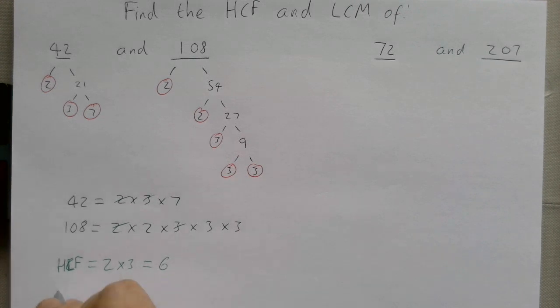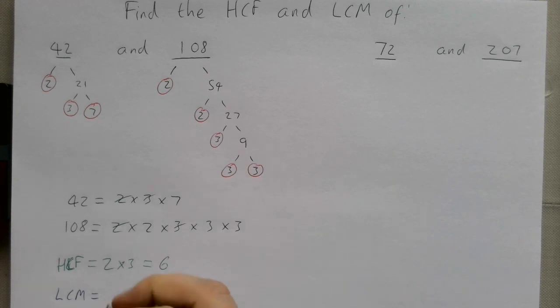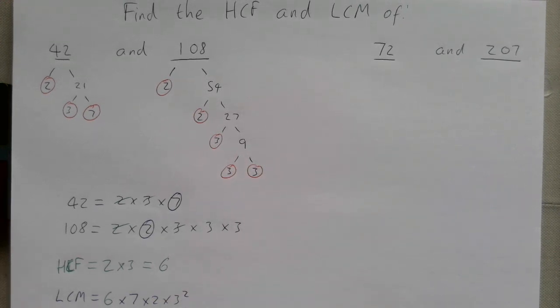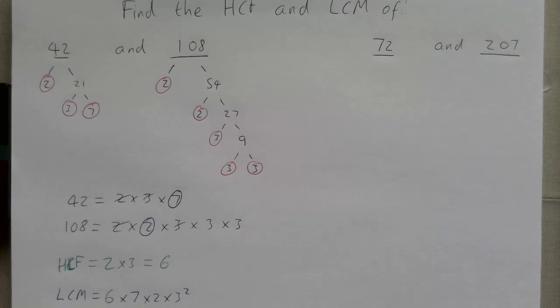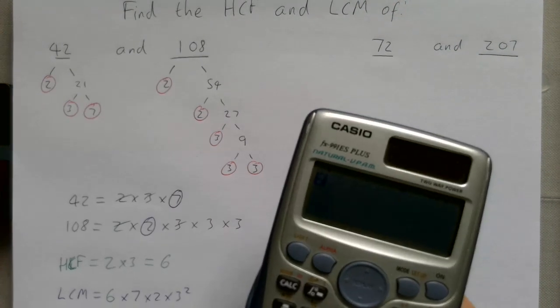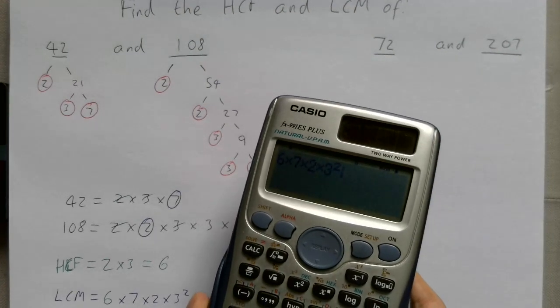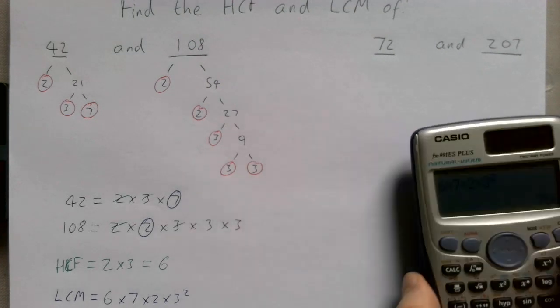And then lastly, lowest common multiple. Well, we know it's the highest common factor multiplied by everything that's left. So multiplying it by 7, 2, and then 2 3's. So I'm just going to put that in my calculator. 6 times 7 times 2 times 3 squared, 756.